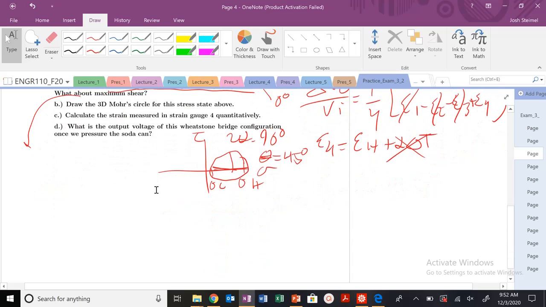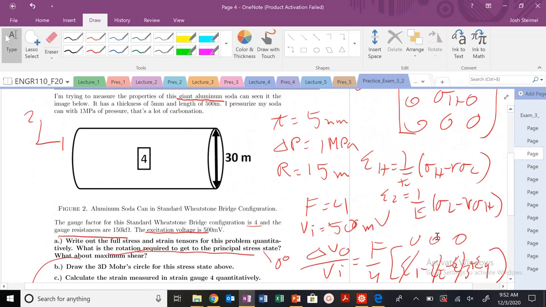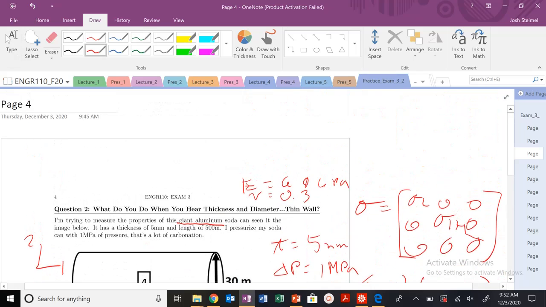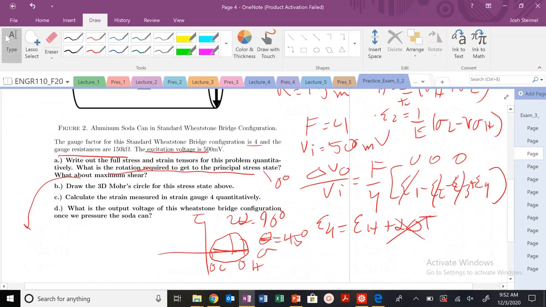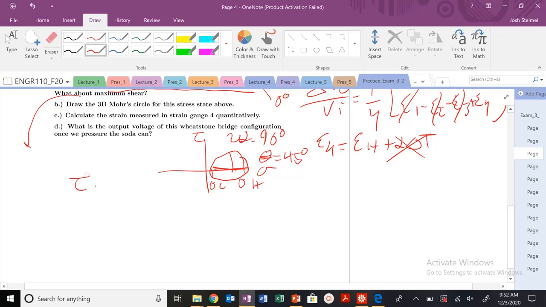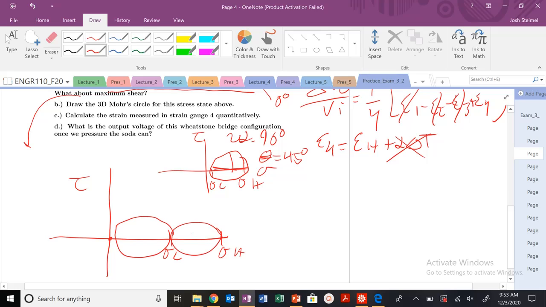It also says to draw the 3D Mohr circle for the stress state above. I already know that I'm in my principal stress state, so these are my principal stress values. If I want to draw the Mohr circle, it's just going to be the following: sigma H, sigma L, and here, 1, 2, 3. That'll be my 3D Mohr circle. Then I calculate the strain measured in gauge 4 quantitatively. We already know that this is equal to epsilon H, so we've got that value.